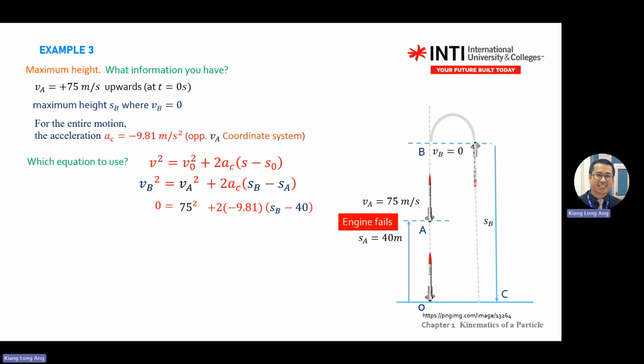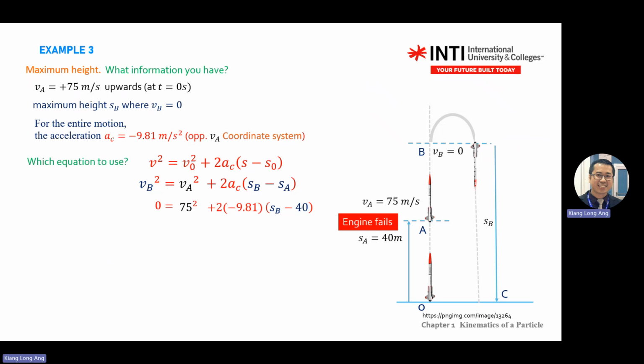And minus 40. 40 is the initial position from the reference point, not 0. You always refer to the original reference point, in this case, from the ground. You're interested in the ground. So here, SA is 40. Don't put 0, because 0 means you're referring to this point.